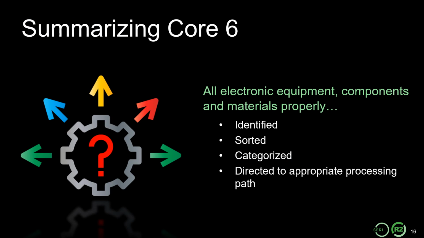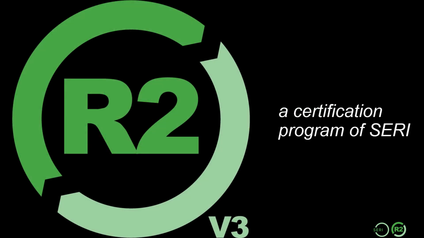To summarize, Core 6 requires that all electronic equipment, components, and materials are properly identified, sorted, categorized, and directed to the appropriate processing path. For more information about the R2 v3 standard, visit the R2 Knowledge Base on the SERI website.